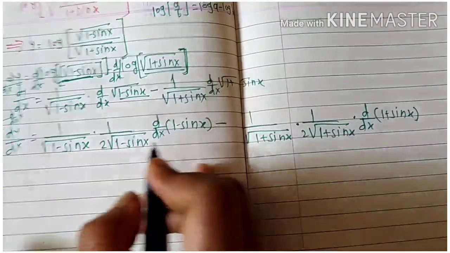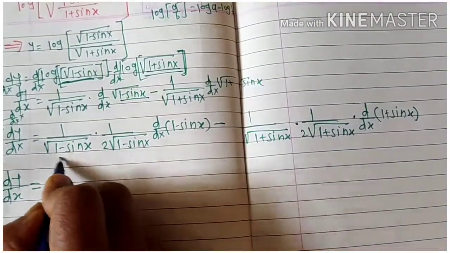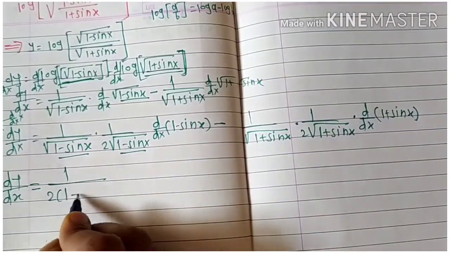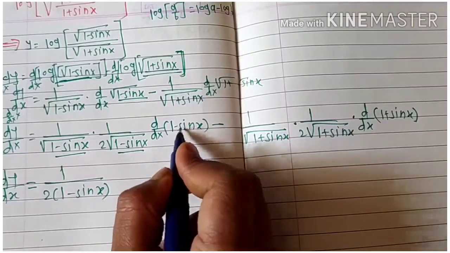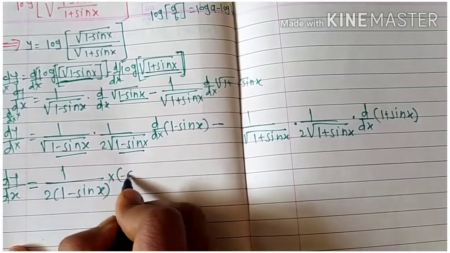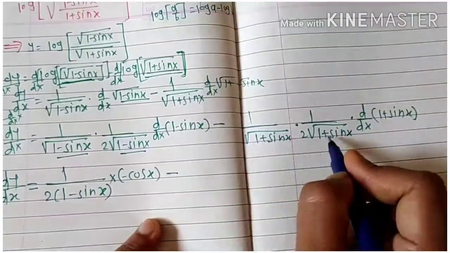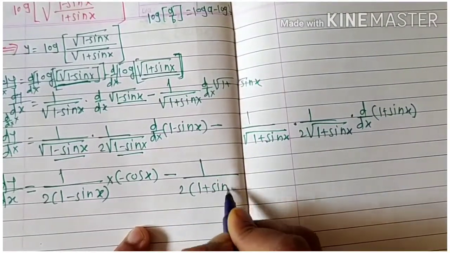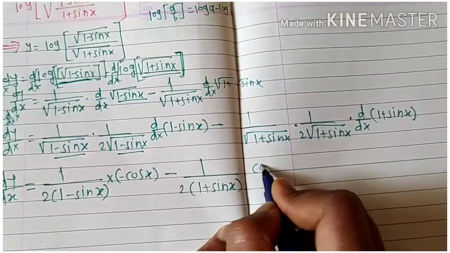Okay, then dy by dx is equal to this root into root, that is, root gets eliminated, remains 2 into 1 minus sin x. Then into the derivative of sin x, which is cos x, and the derivative of 1 is 0, and this minus sign remains as it is, into minus cos x. Then here the middle is a minus sign, this root into root also gets eliminated, 2 into 1 plus sin x. Then into the derivative of sin x, which is cos x, here cos x.